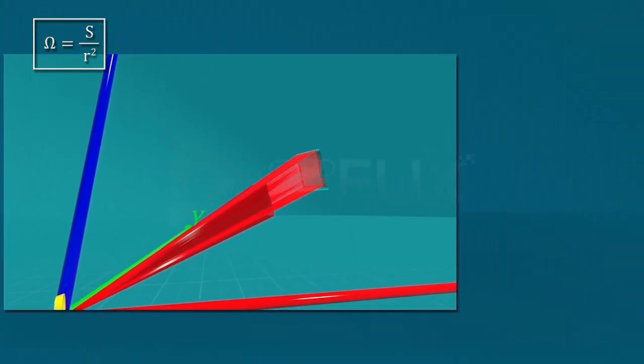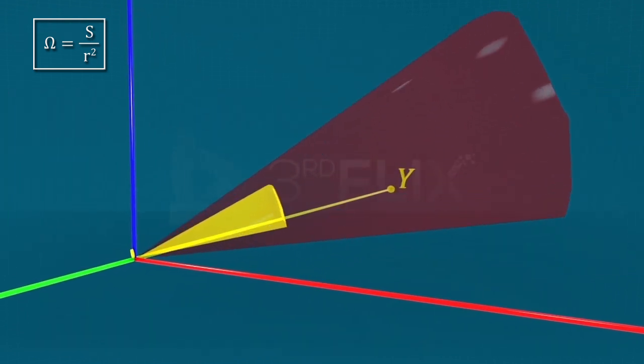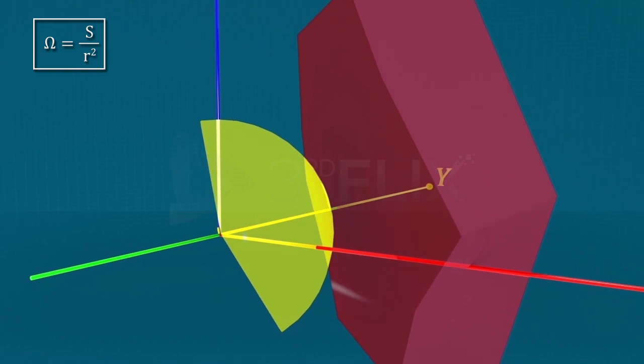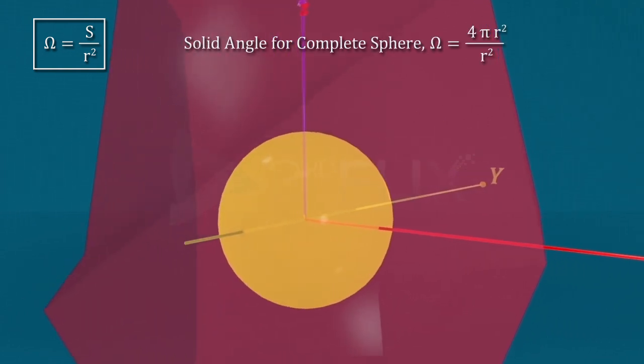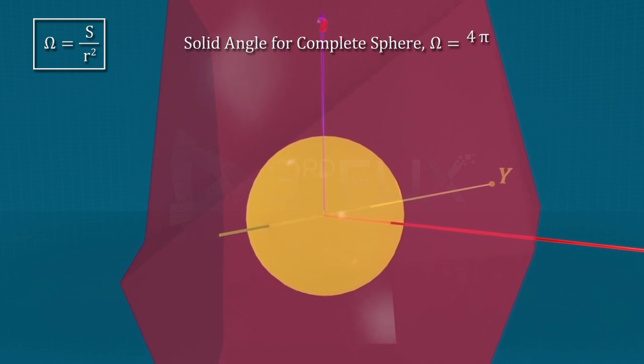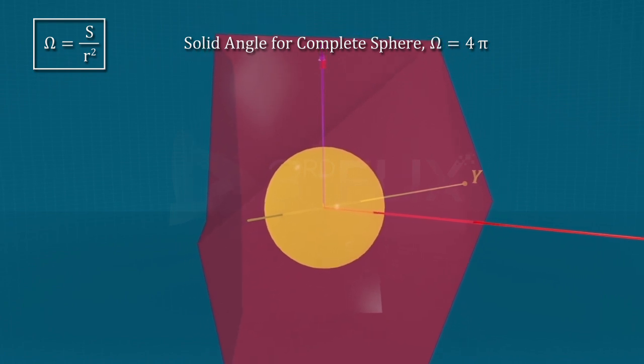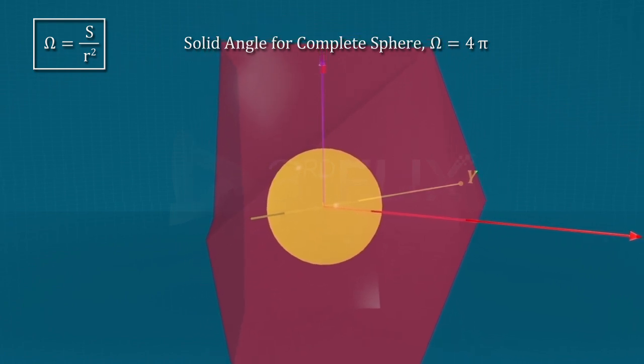Solid angle is measured in steradians, whereas plane angle is measured in radians. This is akin to, as in the case of plane angle, the ratio of arc length to radius. If a complete sphere is considered, surface area S becomes 4 pi r squared. Omega is equal to 4 pi. Thus, the solid angle made by any closed surface at an internal point is equal to 4 pi.